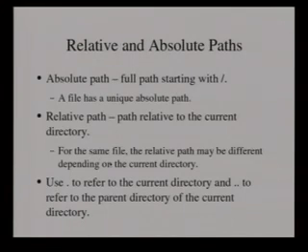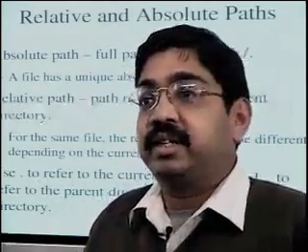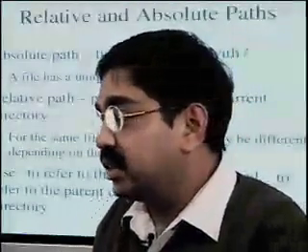And we'll see some examples very soon. And within the path, there are these two special components called dot and dot dot, which refer to the current directory and the parent directory of the current directory in the directory tree respectively. So let's see some examples.